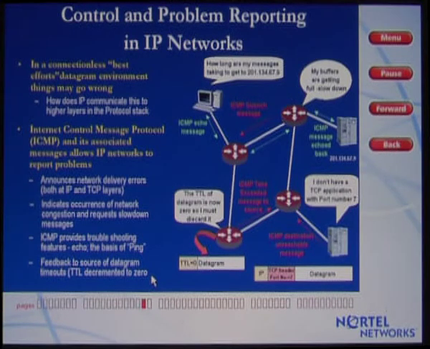ICMP can announce datagram timeouts. If an IP packet's TTL field drops to 0, the router discarding the packet will generate an ICMP packet announcing this fact. Traceroute is a tool which maps network routes by sending packets with small TTL values and watching the ICMP timeout announcements.